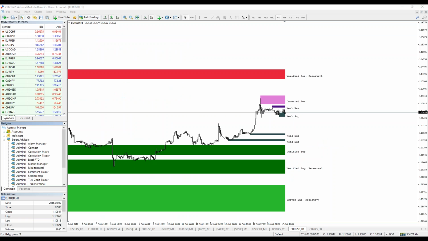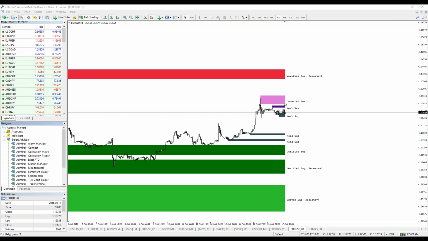That is the indicator. Look how good it looks. Really a good looking indicator. I think the code is really great. It's coded with these colors, and this is where you will see verified resistance. It means it has had a retest. You see, one retest. This is untested resistance.